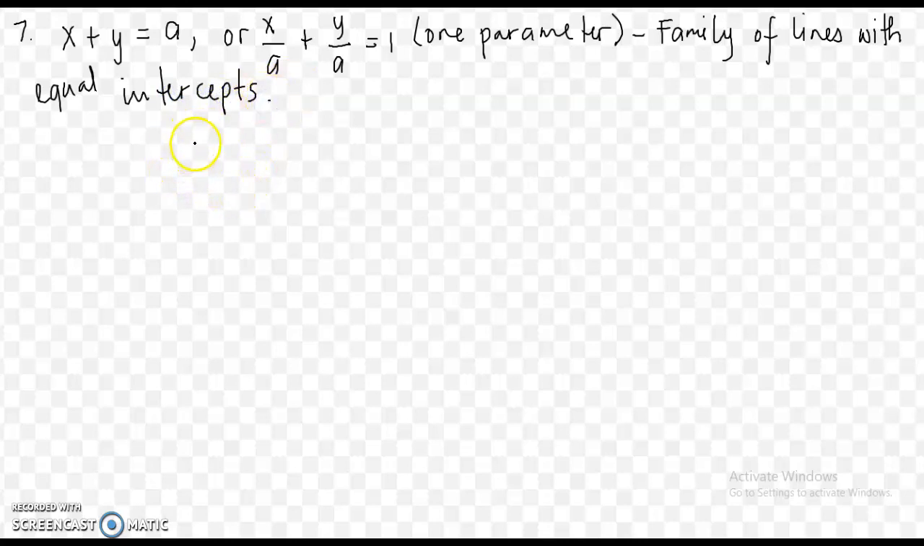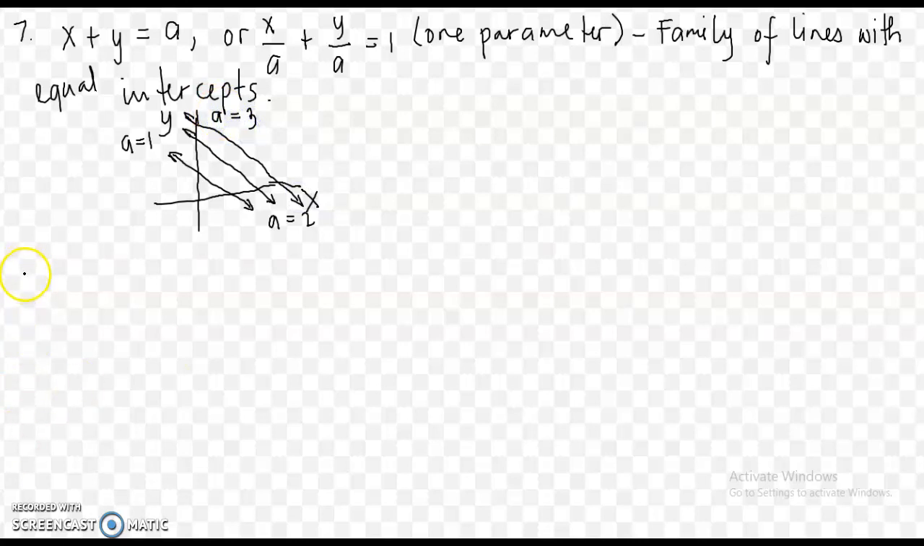Okay. Given the figure, you have your y-axis and x-axis. This one is a is equal to 1. Then a is equal to 2. Then we have a is equal to 3.